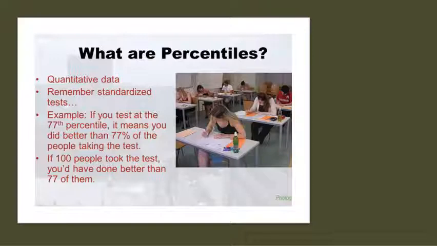So if you had a classroom of 100 students, and you all took the same test, and they said you scored in the 77th percentile, that means you did better than 77 of the students in that class. That would mean you're probably ranked number 33 in that class, I guess. So it would mean you did fairly well, basically.